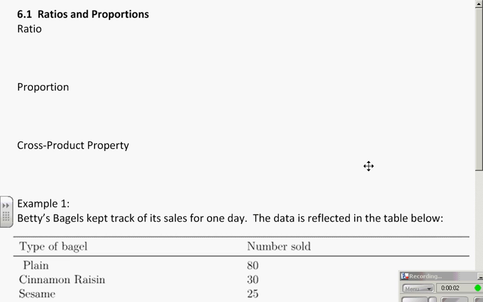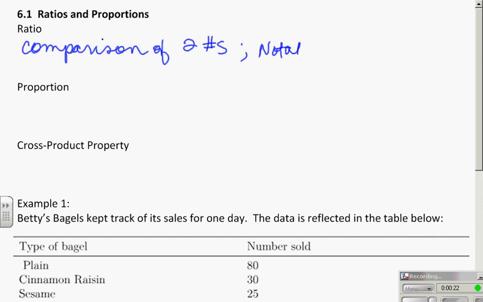So 6.1 starts our new quarter off. And we're going to start off with a solid review concept. A ratio is going to be a comparison of two numbers. And when it comes to notation, there are three ways to notate that you have a ratio.